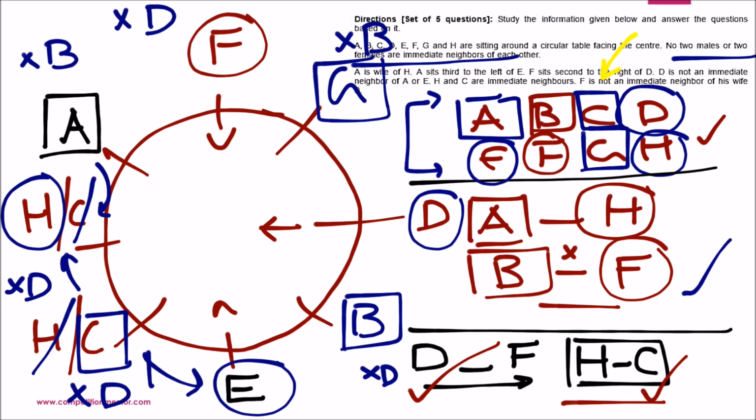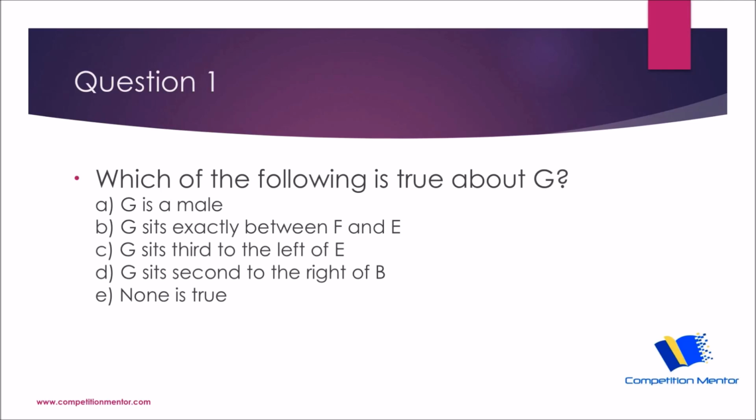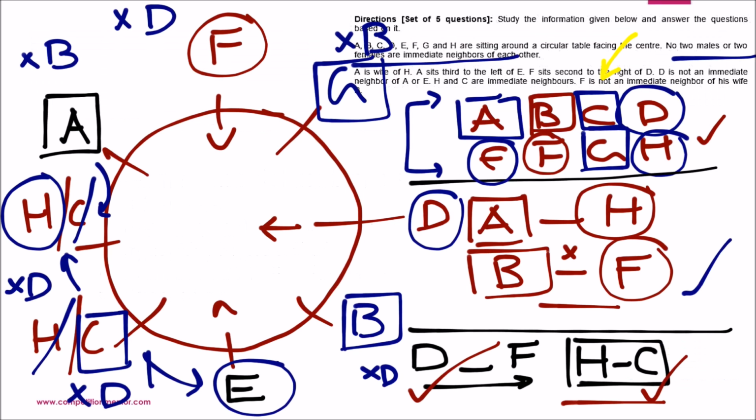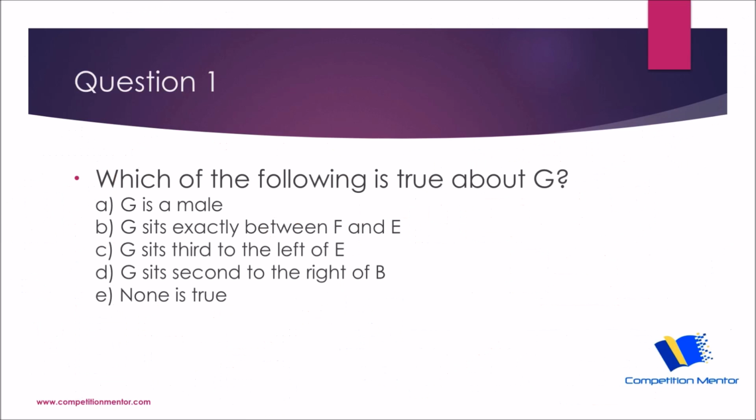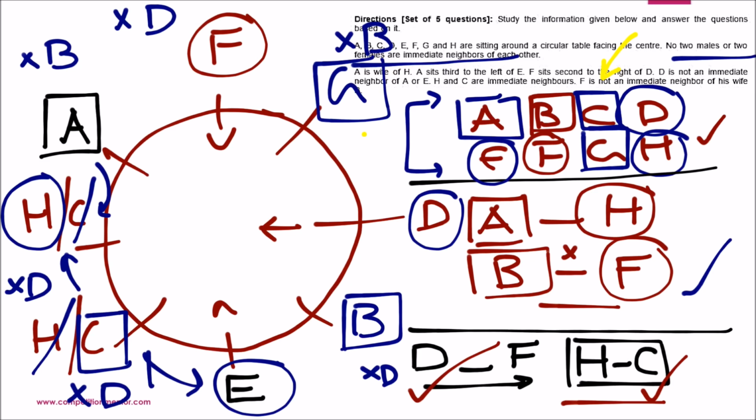So which of the following is true about G? G is a male. Is G a male? Obviously, you can see here, G is a female. So no, that is not the answer, so you can cross it off. G sits exactly between F and E. So G is here, and F and D. No. G sits exactly between F and D, not F and E. So that's also crossed off.